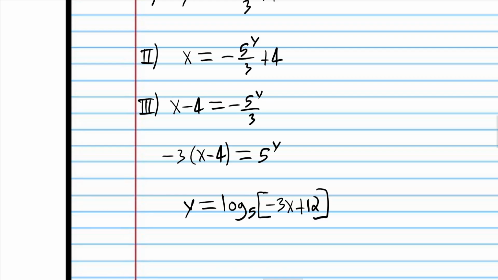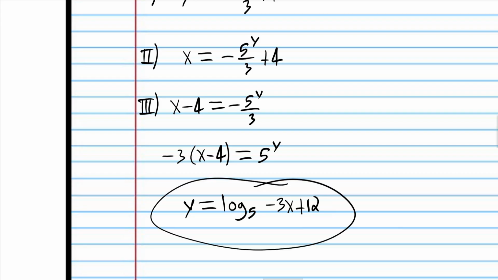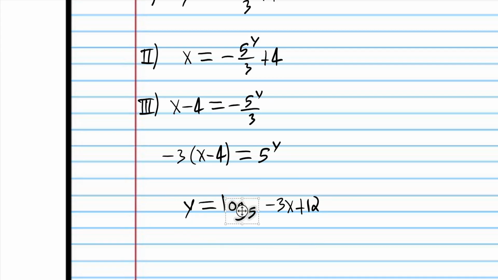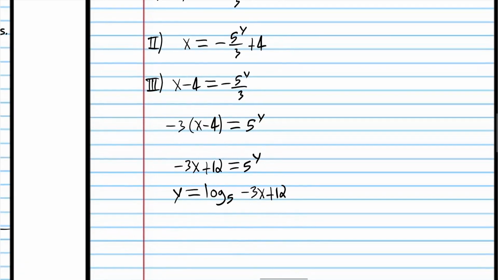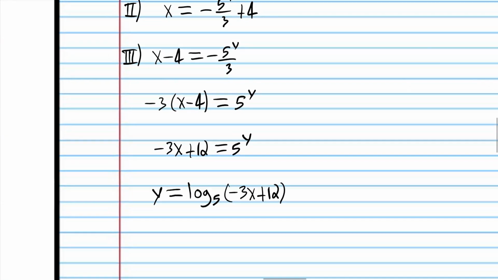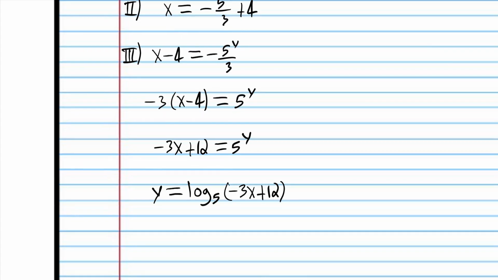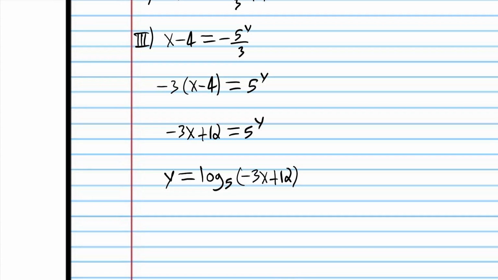I'm going to go ahead and distribute the negative 3. In fact, I should probably do that before I convert to a logarithmic equation, just so it doesn't confuse anybody. So we have negative 3x plus 12 is equal to 5 to the y power. And we need to use parentheses. If you don't use parentheses, then it's not going to be a correct expression. So very important to use parentheses in a logarithm. So that is the inverse function.